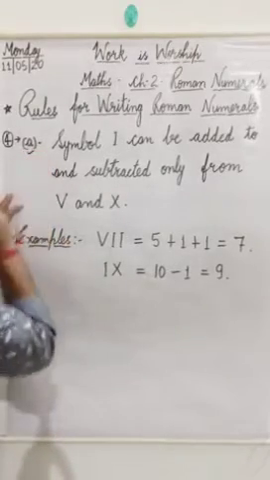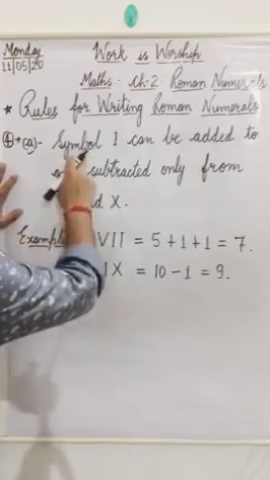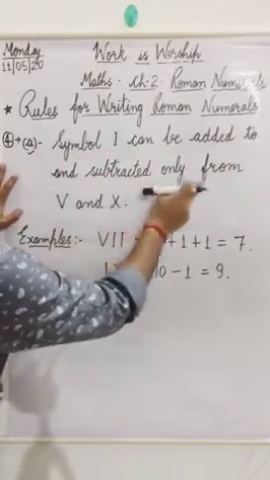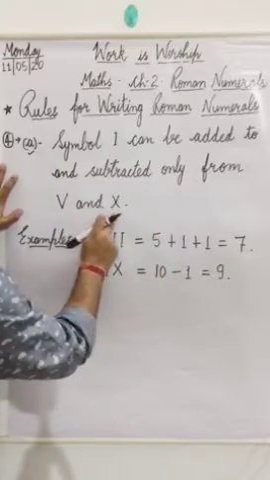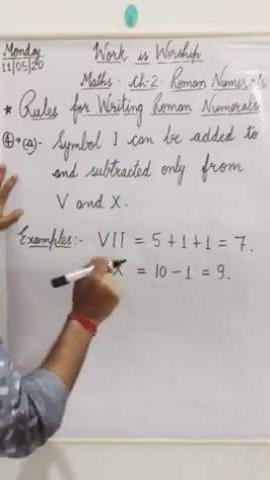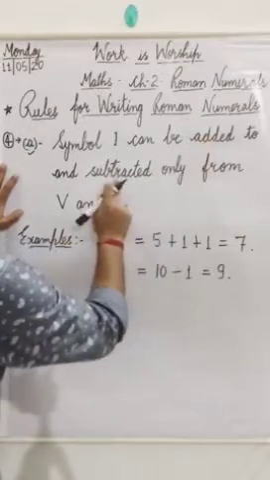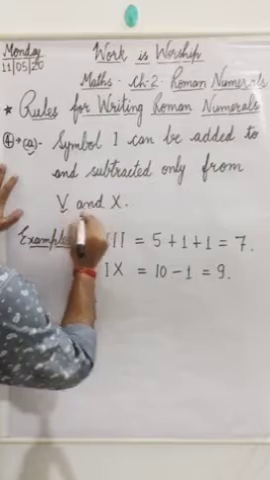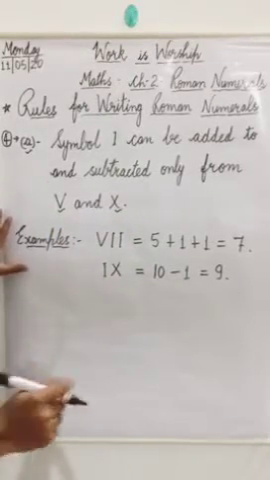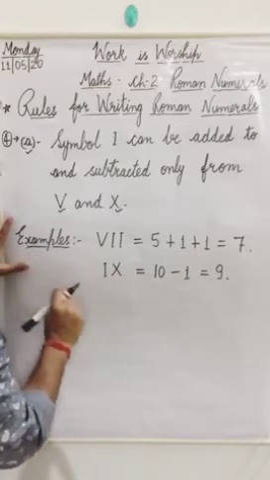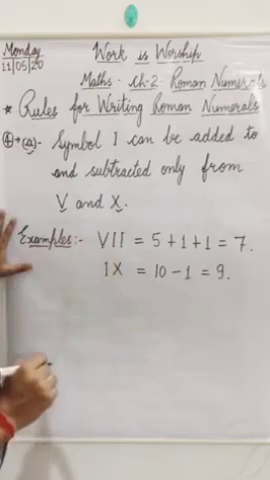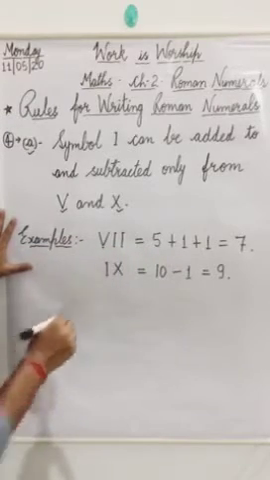here is section A. What is the rule? Symbol I can be added to and subtracted only from V and X. It means जो सिंबल I है जिसका वैल्यू 1 होता है वो ऐड और सब्ट्रैक्ट सिर्फ V और X में से ही किया जा सकता है.